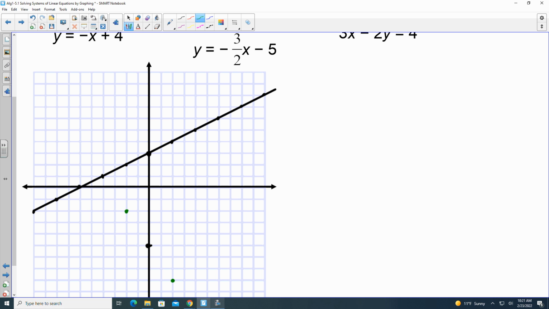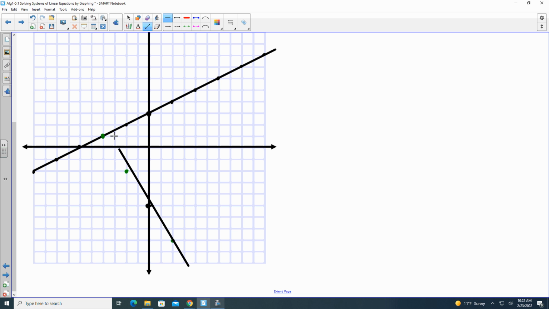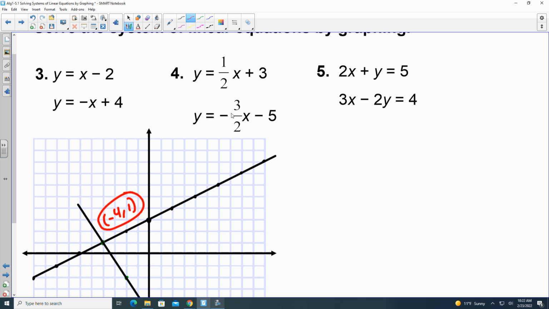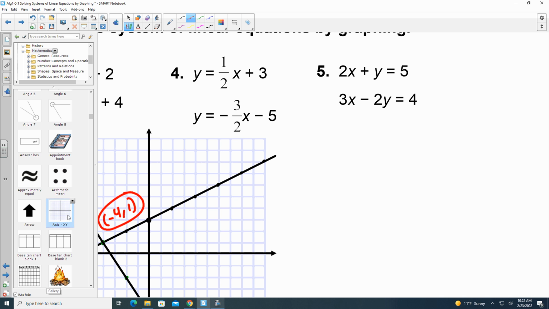And this is probably a better option because eventually we should be able to intersect. Oh, good. So we got an intersected point from doing the slope a bunch of times. And it looks like it's right here. And it appears to be -4, comma 1. That seems to be our solution to this system. And again, let's take a look at number 5.